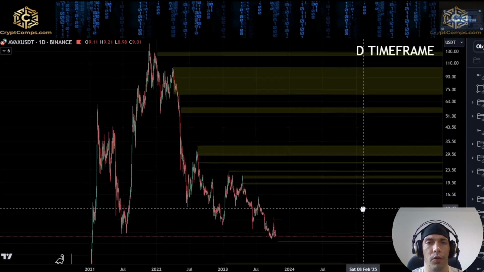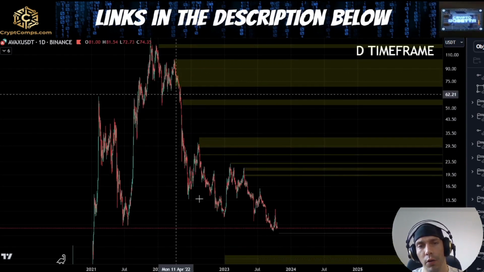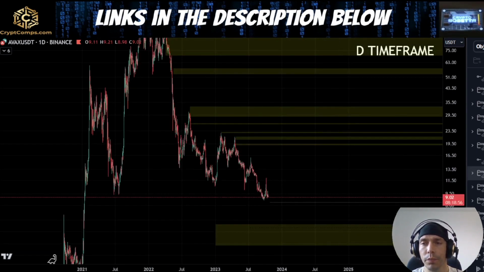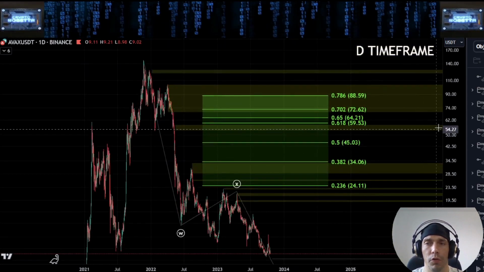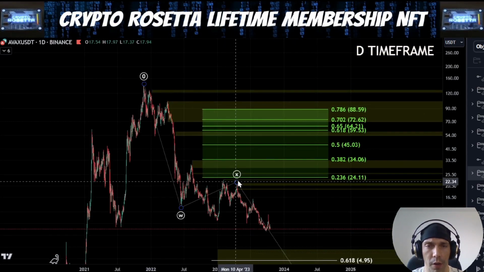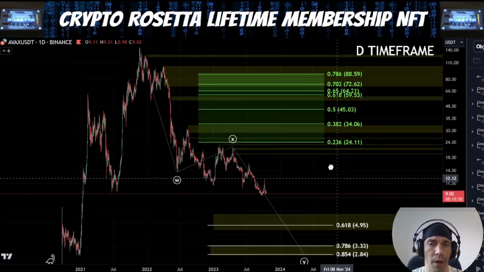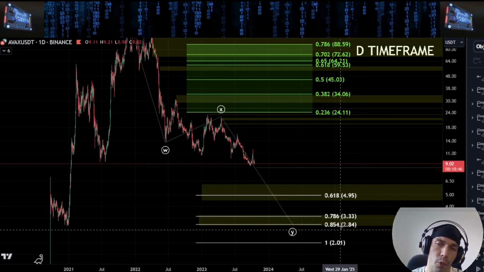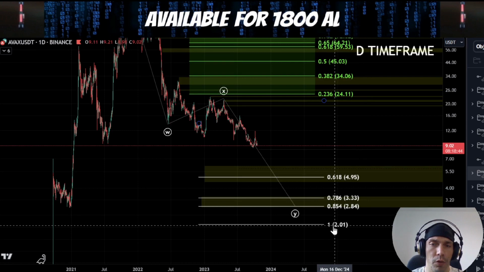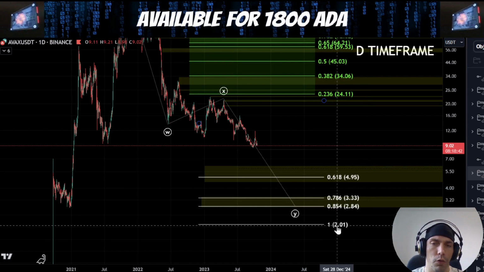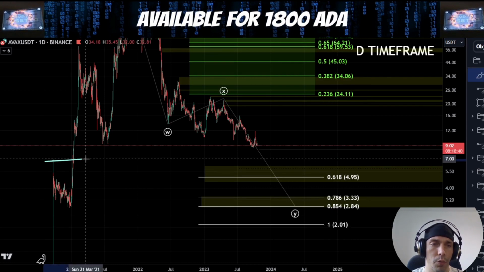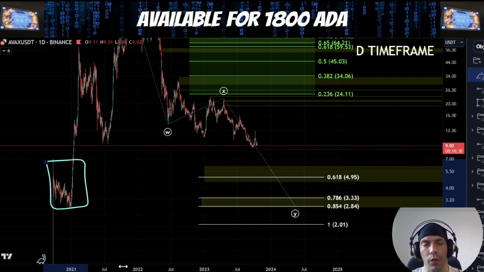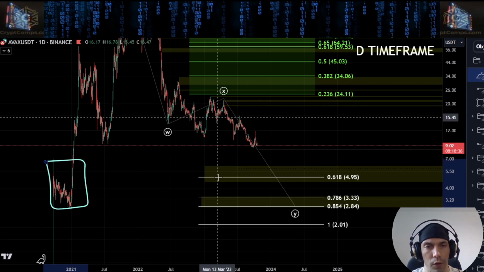Now, moving back out here onto the daily, the other way we can look at this move to the downside here is arguing that this whole structure is just a bigger W and X, and we're looking for a Y wave. Now, if we're looking for a Y wave, the minimum requirement would be this 495, and the 1-to-1 actually puts us down here towards this 201. This would mean that we could potentially look for an interaction with this level here, which would be quite an interesting zone to keep an eye on.